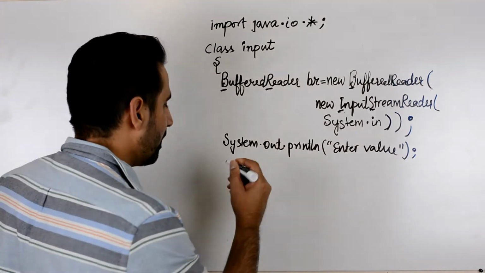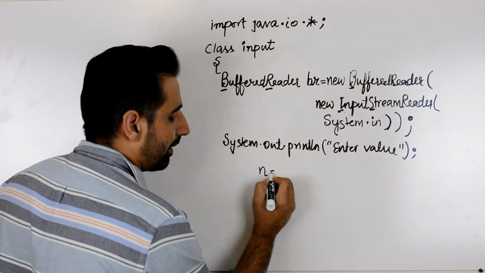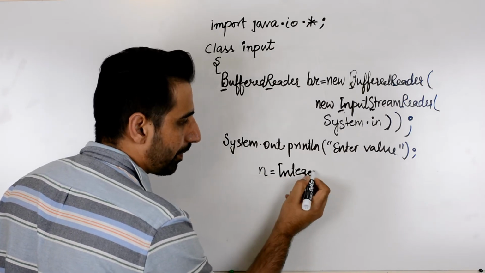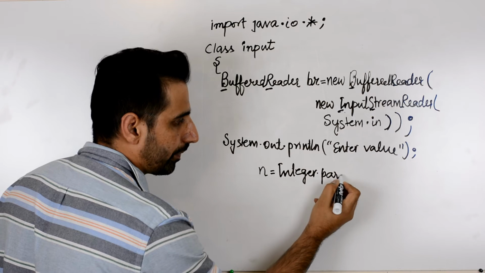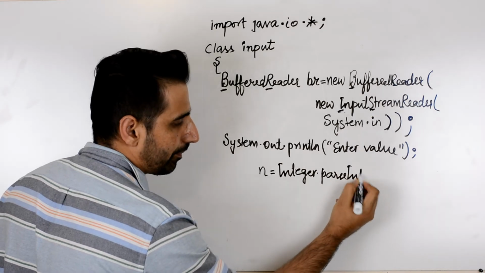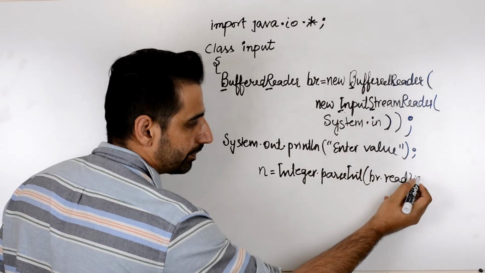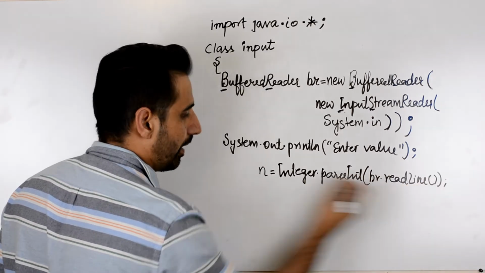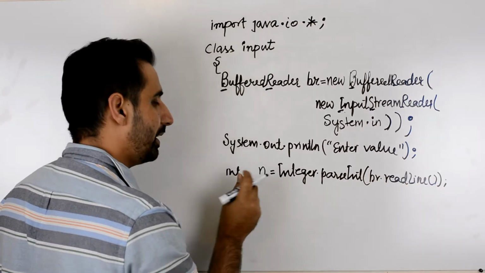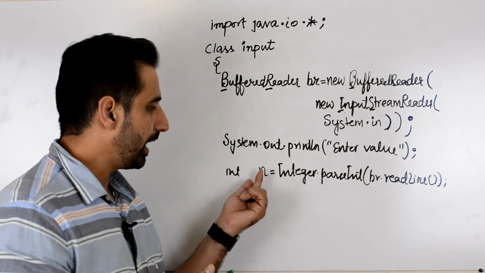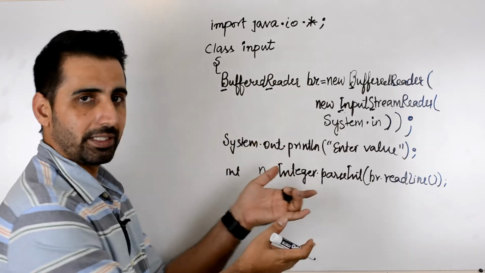So I'll write, if I have a number n and it is integer, then we have to write Integer.parseInt(br.readLine()), and then n is of type integer. If it is character, then we write char. If it is float, we have to write Float.parseFloat. I'll be explaining everything over here.